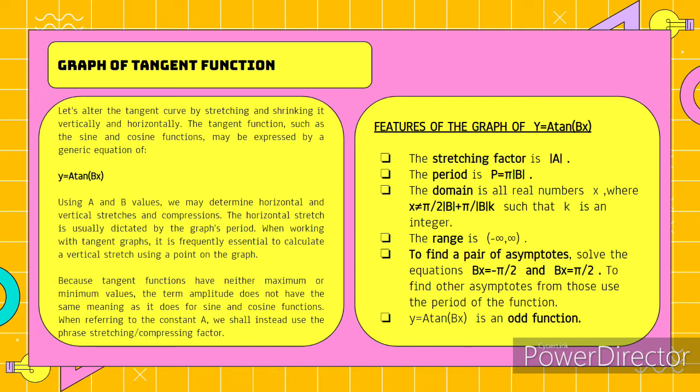To find a pair of asymptotes, solve the equations bx = −π/2 and bx = π/2. To find other asymptotes, from those choose the period of the function. y = a tan(bx) is an odd function.